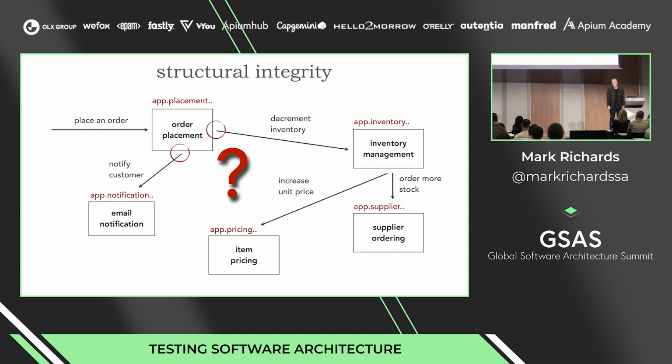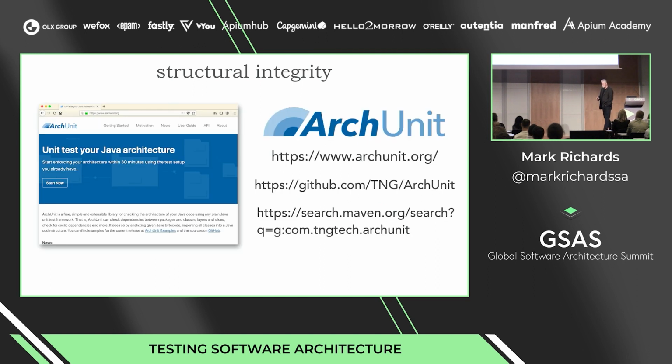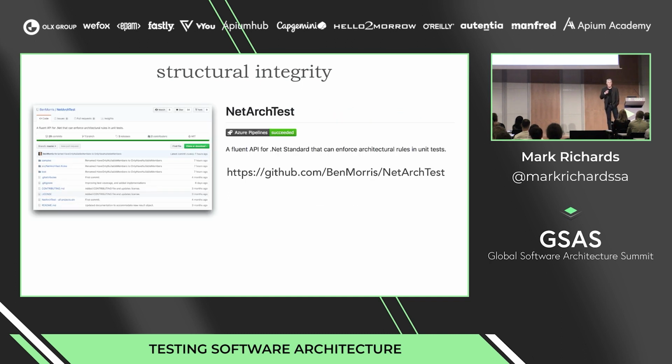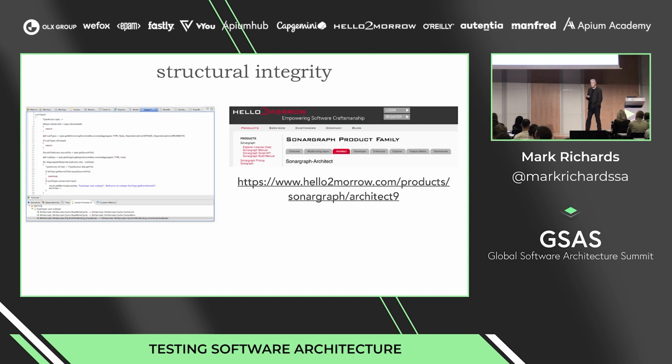Fitness functions. These are different kinds of tests. Some of the tools you can use, for example, in Java, is ArchUnit. In the .NET environment, ArchUnitNET, NetArchTest. As a matter of fact, even one of the sponsors, Hello Tomorrow, SonarGraph. All of these tools allow us to codify, meaning write programmatic code, for our constraints, our structural integrity in the system.